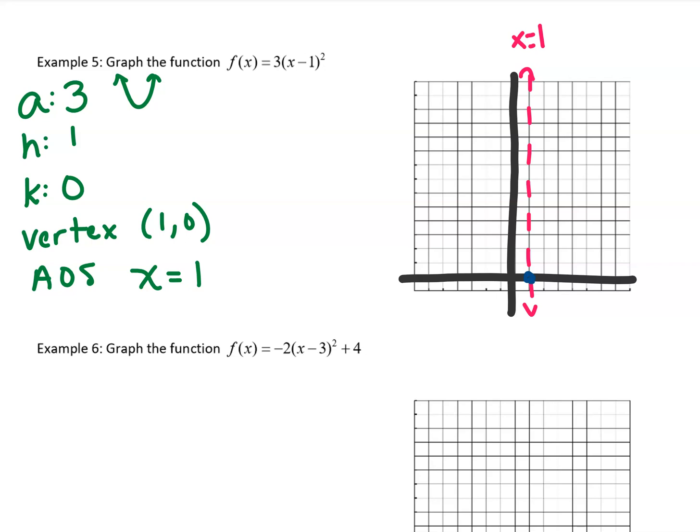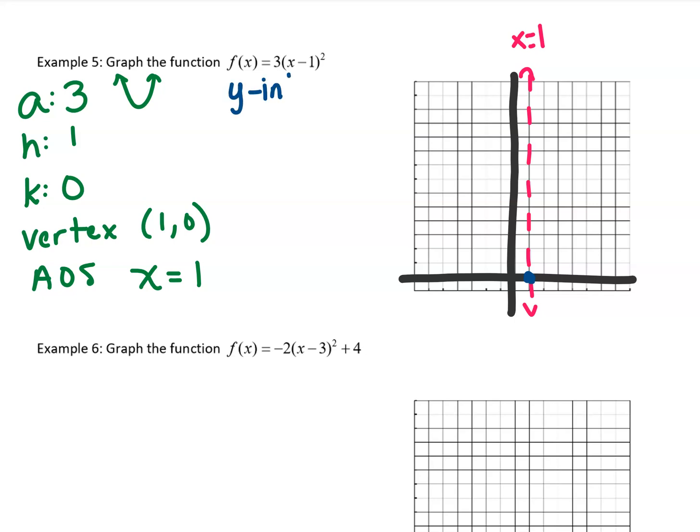And then we need some points, right? Before we had x-intercepts we could plot. Well, this graph only is going to have one x-intercept, and it's the vertex. So what other point could we use? The y-intercept. How do we find the y-intercept? Plugging in a 0 for x.